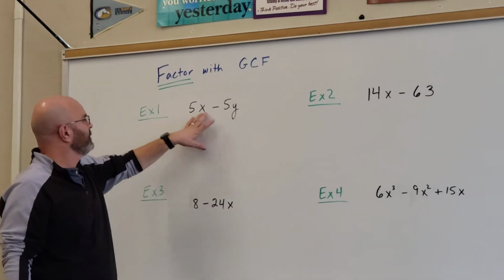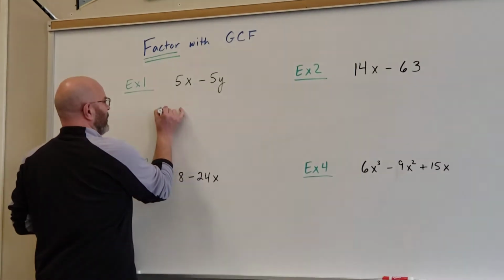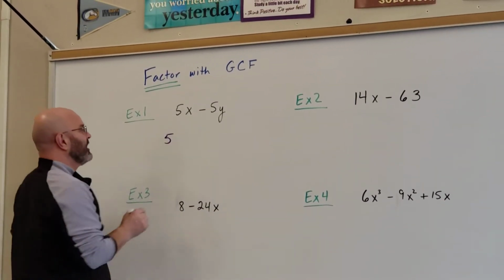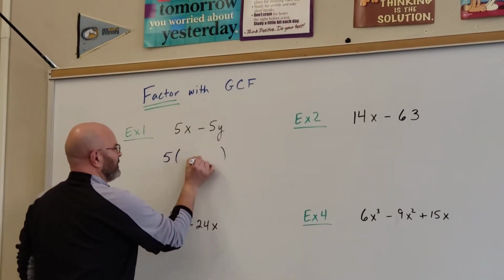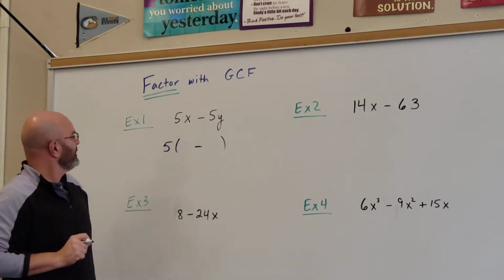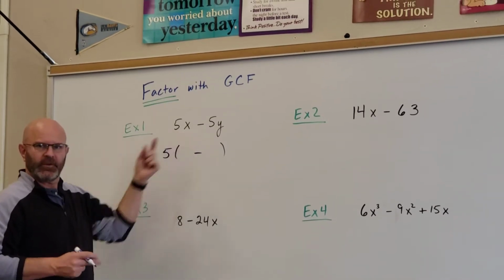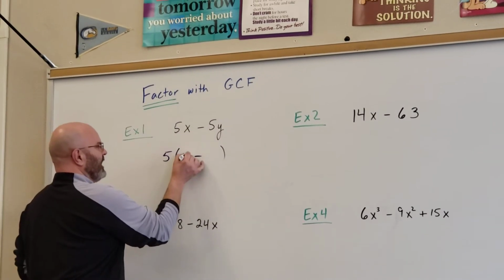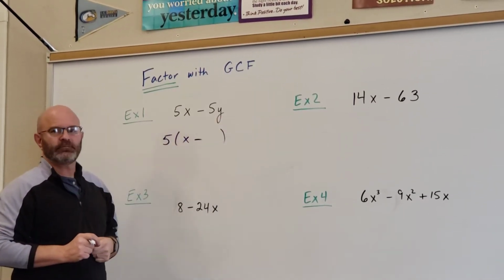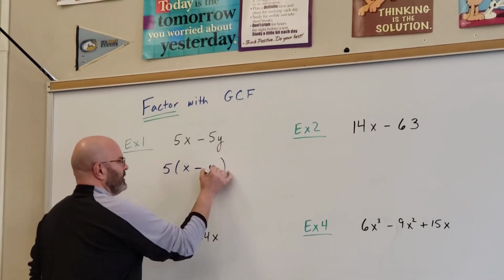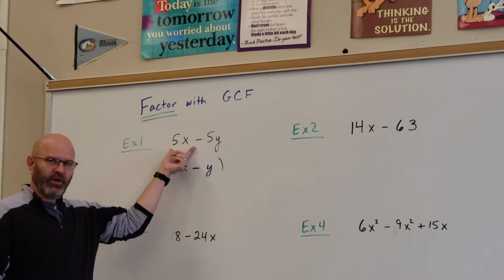Can you see that this term and this term both have a 5 in common? So 5 is what's going to be written out in front. Now we need to have a single set of parentheses, and we can see that there's a minus sign in the middle. So I'm going to go ahead and put the minus sign in the middle. And now you're thinking to yourself, 5 times what gives me 5x? Hopefully you can see the answer to that question is simply x. And now you ask yourself the same question, 5 times what gives me 5y? Hopefully you can see the answer to that question is y. So this is our response. This is the factored form of this expression.